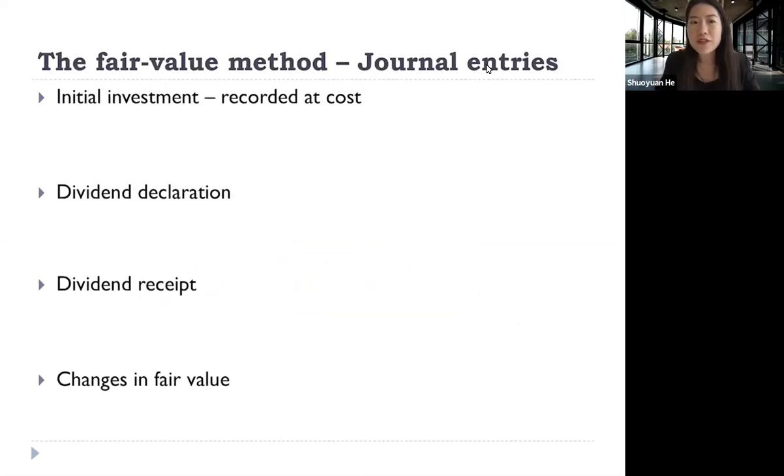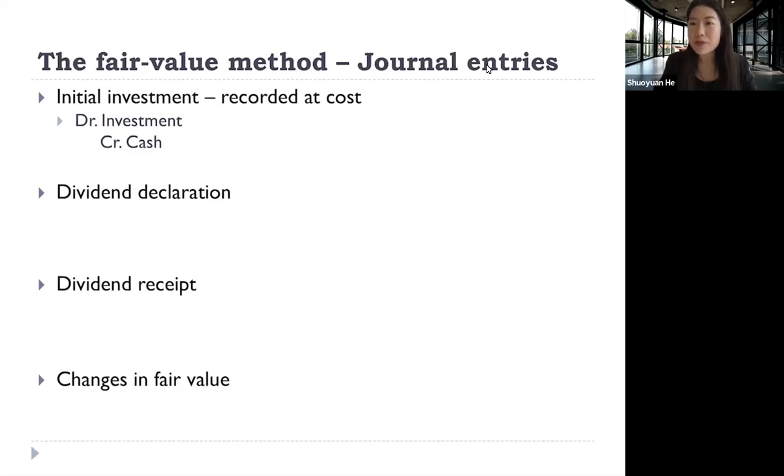The journal entry for the first one, the initial investment: when the investor makes an investment in the investee, what is the journal entry for the investor? For the investor, it gave out cash to invest in the investee, so it credited cash. At the same time, this is viewed as an investment for itself, so it is increasing its asset with a debit to the investment account.